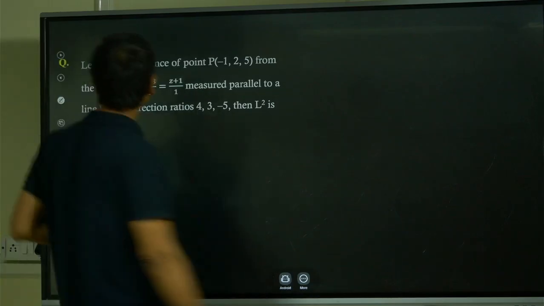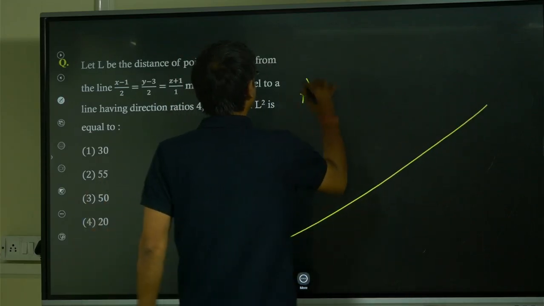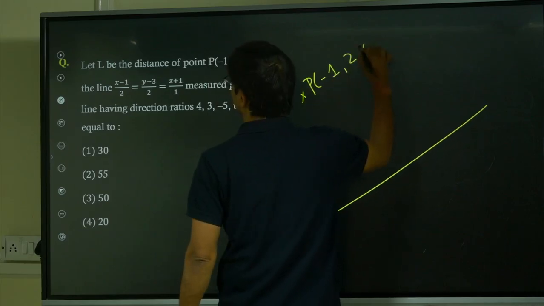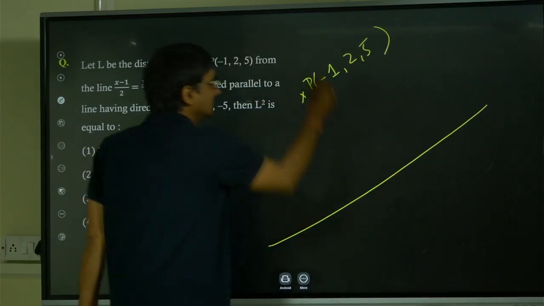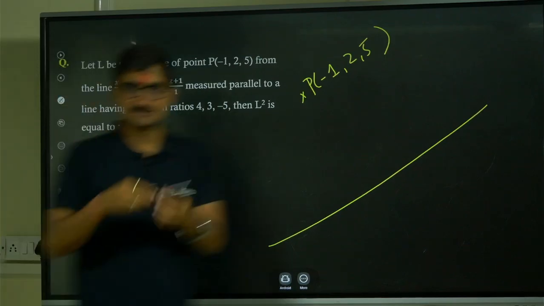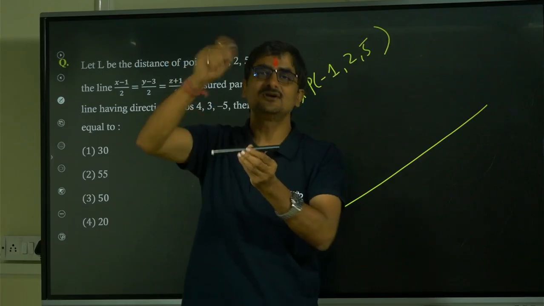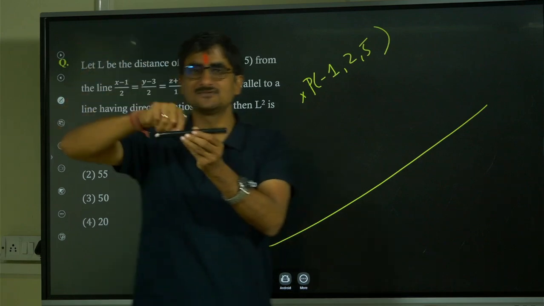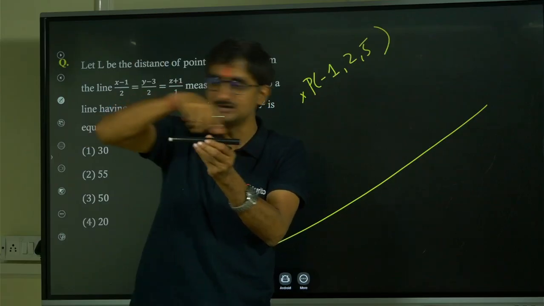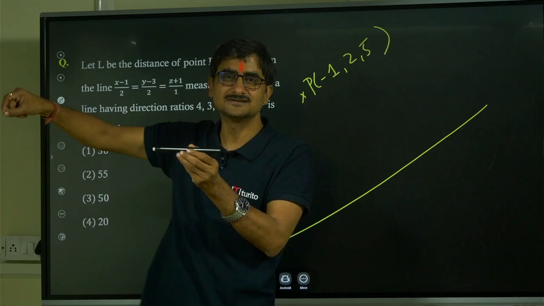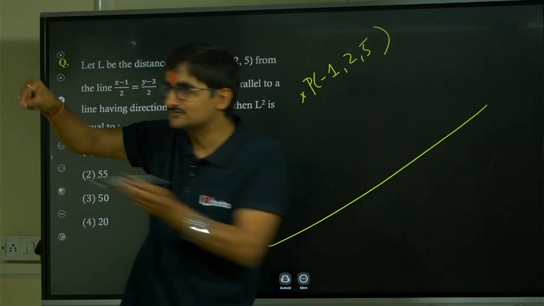Next is, let L be the distance of the point P, which is -1, 2, 5, from the line, measured parallel to the line having a given direction. Oh, got it. See, it's like that's a road, that's your location. Now you have to reach the road. It's not like you always have a path which is perpendicular to the road. It is possible that the path available to reach this road is in this direction. So of course in that case you need to measure the distance along this direction. Someone asks you how much you have to travel to reach this road.